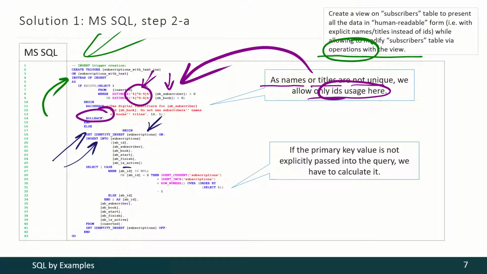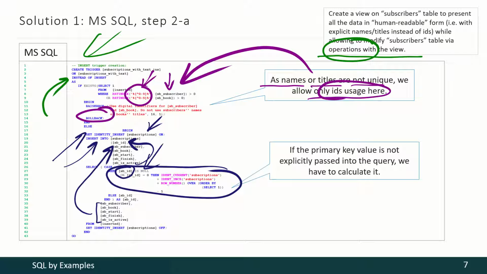Then we have to allow identity fields insertion on our table, and then the insert operation starts. In case the subscription ID is not explicitly passed into the query, we have to calculate its value and use it as the value for that field. And for all other fields, we only have to take their values and put them into our table. And then we have to revert this setting to its original state.